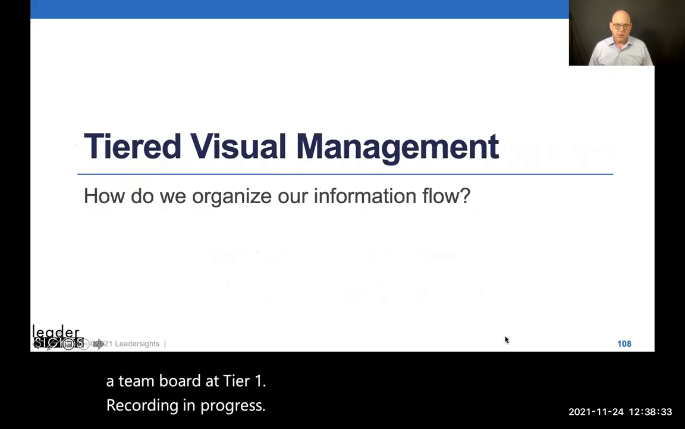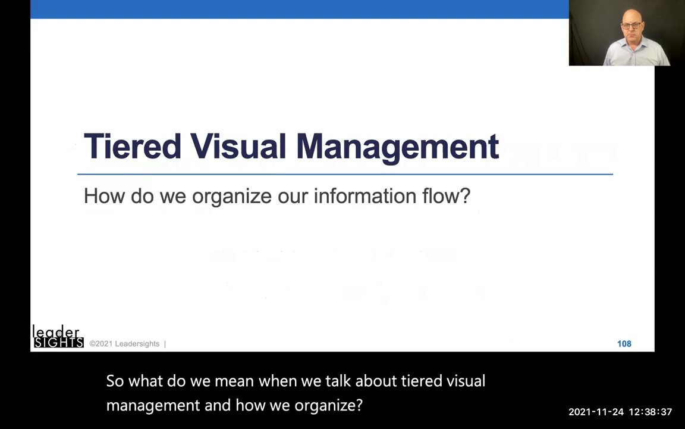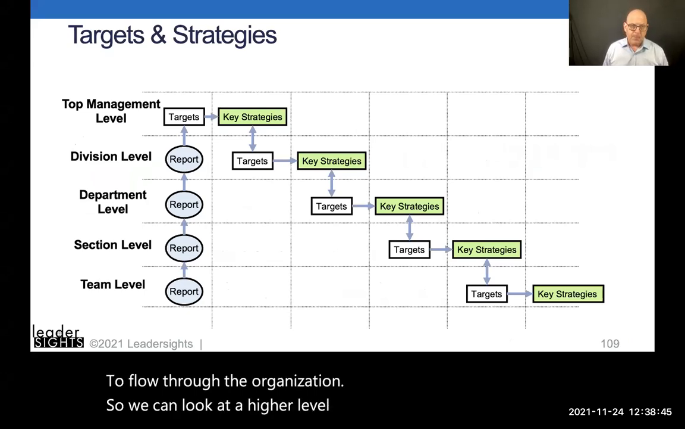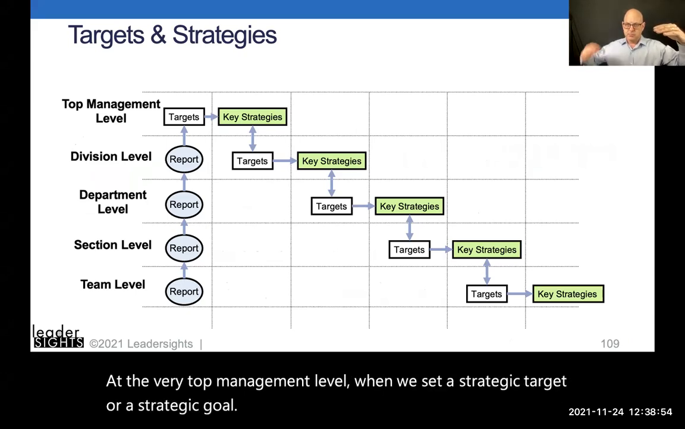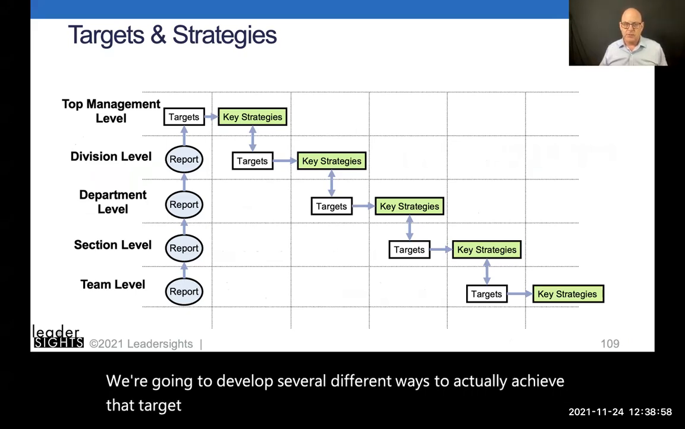So what do we mean when we talk about tiered visual management? How do we organize our information to flow through the organization? So we can look at a higher level, we can see that at the very top management level, when we set a strategic target or a strategic goal, we're going to develop several different ways to actually achieve that target. Those are the key strategies.